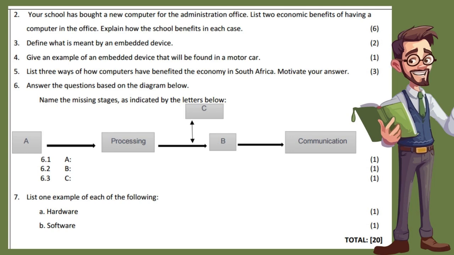6. Answer the questions based on the diagram below. Name the missing stages, as indicated by the letters below. C. Processing, B. Communication. 6.1 a, 6.2 b, 6.3 c. 7. List one example of each of the following. A. Hardware. B. Software.